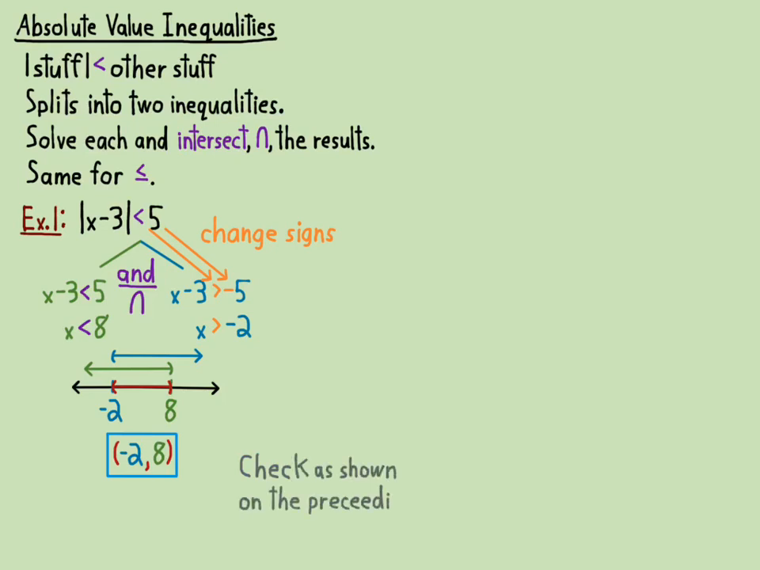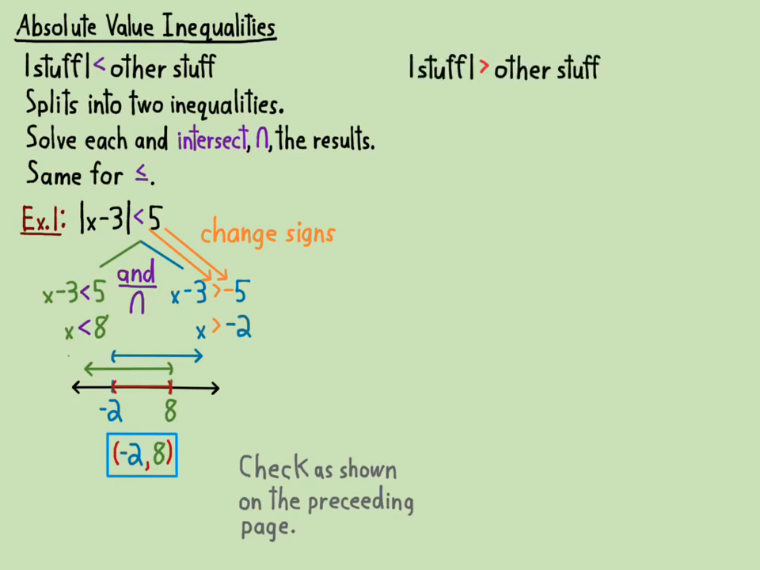Okay, so check like you did in the previous page. So check the endpoints, negative 2 and 8 should be equal 5. If you check something between negative 2 and 8, like 0, you get absolute value negative 3 less than 5. That's true. Check something over here, like negative 4, get negative 7. Absolute value is 7. 7 less than 5, no. Check something over here like 9. 9 minus 3 is 6. Absolute value is 6 less than 5. No. So you know you got it right.